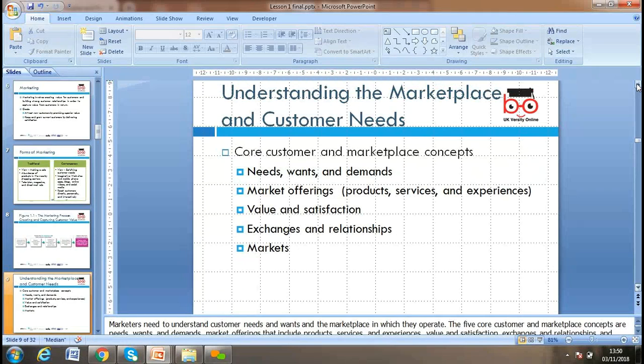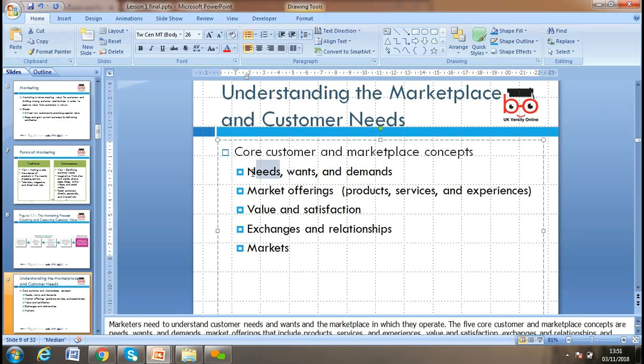Understand the marketplace and the customer needs. So, core customer and market concepts: needs and wants. What is the difference? Needs are the basic necessities of life, without which we can't sustain or survive. As a marketer it's your job to identify needs. Everyone needs to buy water, everyone needs food, but needing a specific brand is a want. So we need to meet their needs, wants, and demands.